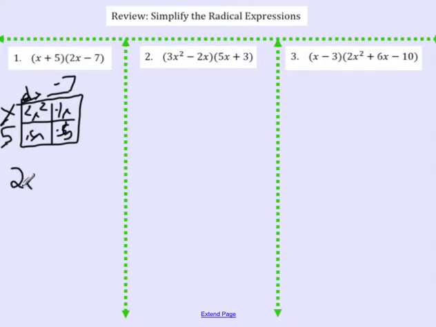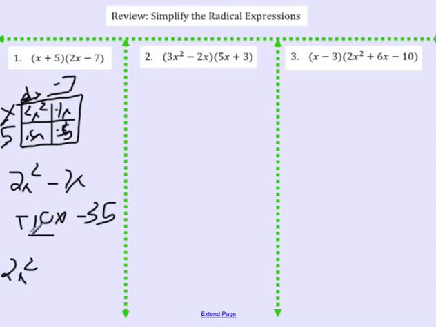So then I want to write all of those terms out. I'm going to have 2x squared minus 7x plus 10x minus 35. The only thing I need to do is combine those middle two terms. 10x minus 7x is 3x, and then minus 35. So that's how you can do that one.